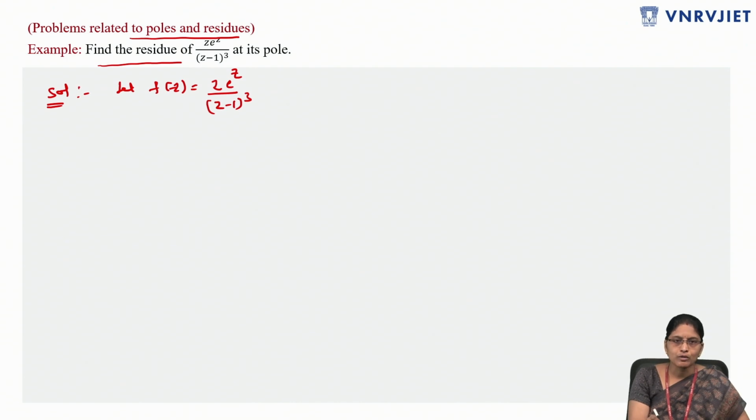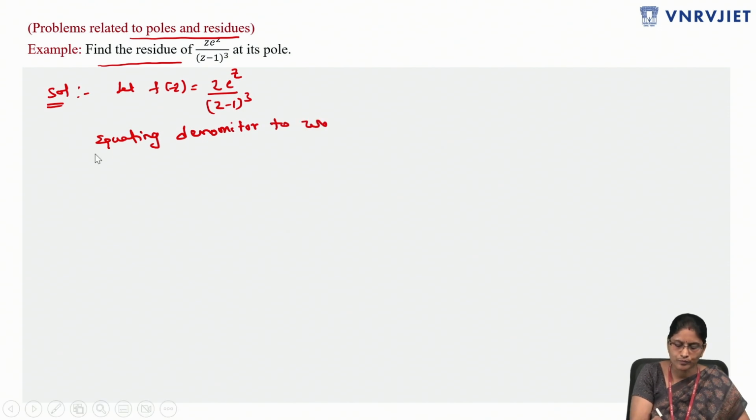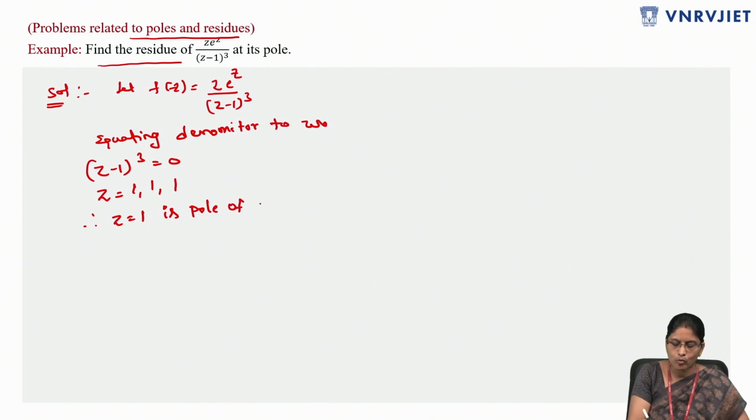First we have to find out poles for the given function before finding the residue. So how can we find out the poles? By equating denominator to 0. We get z minus 1 whole cube is equal to 0. Z is equal to 1, 1, 1. Therefore, z is equal to 1 is a pole of order 3.